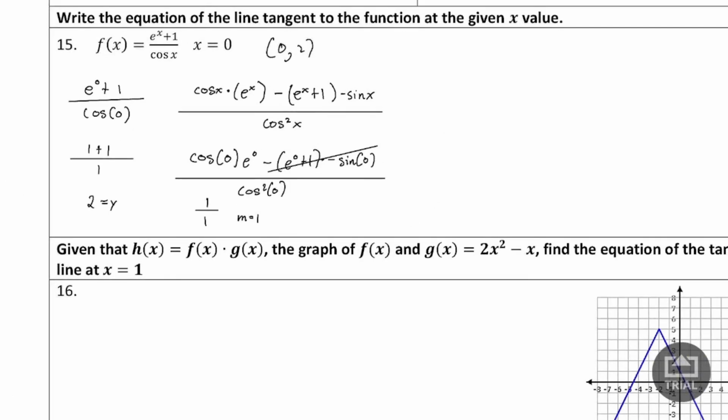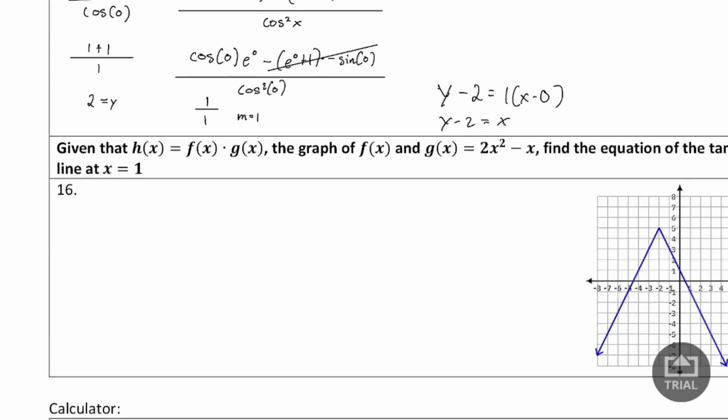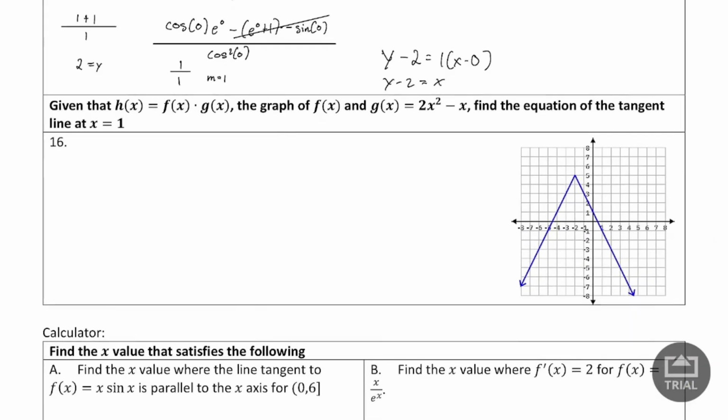Now let's just put it into an equation, which is basically going to be y minus 2 is equal to 1 times x minus 0. And that basically equates to y minus 2 is equal to x. Number 16. Given that h of x is equal to, so I could see right here, there's going to be product rule. And this is my graph of f of x over here, and I have my equation. So find the equation of the tangent line at x is equal to 1.